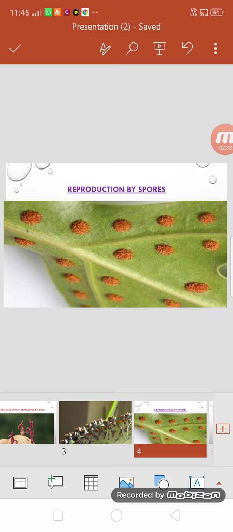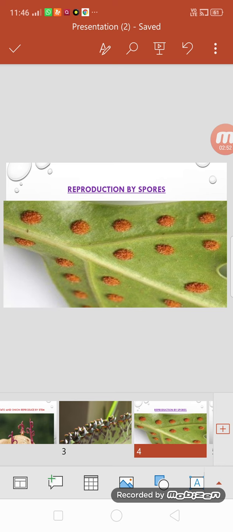They are round, they are small and they are light in weight. They can be dispersed easily into the different directions, and then when they get the suitable conditions, I mean air, water and warmth, they give rise to a new plant.